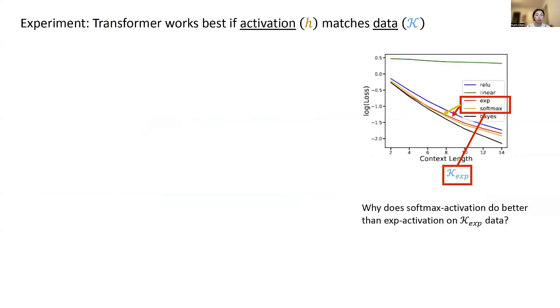It may be a bit strange that softmax beats EXP when data is generated from k-EXP, because our theory predicts that EXP-activated transformer should be optimal for k-EXP data.